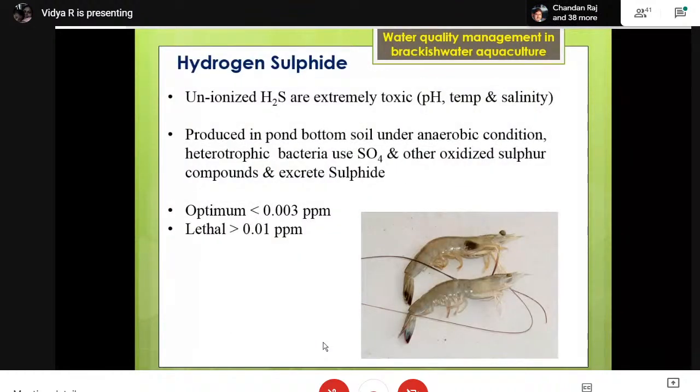Hydrogen sulfide is another metabolite. Unionized hydrogen sulfide is extremely toxic, and it is affected by pH, temperature, and salinity. It is produced in the pond bottom soil under anaerobic conditions, where the heterotrophic bacteria present in the pond bottom utilize and reduce the sulfur compounds and excrete sulfides, hydrogen sulfides. This is where the hydrogen sulfide is forming in the pond bottom. The optimum range is less than 0.003 ppm in the water, and lethal is more than 0.01 ppm.